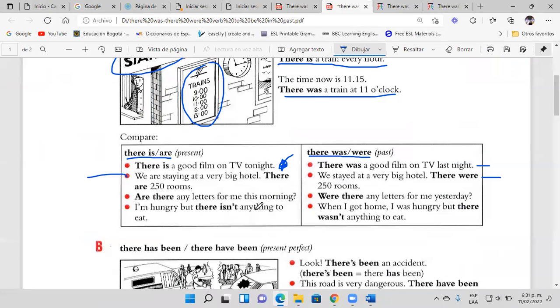Let's go back in here. Remember, we were talking about present and past. As you see here, we have the questions: Are there any children? Were there any letters for me yesterday? And of course the negative. Any questions up to now? No? Okay, excellent. You are experts.